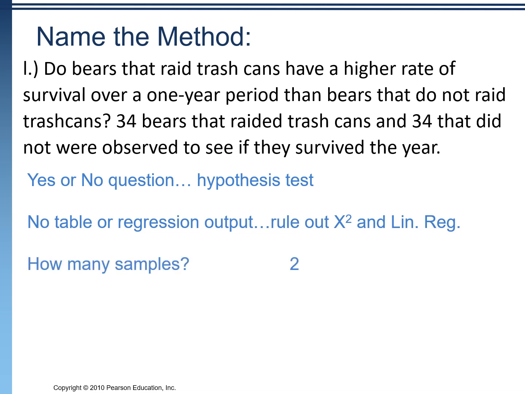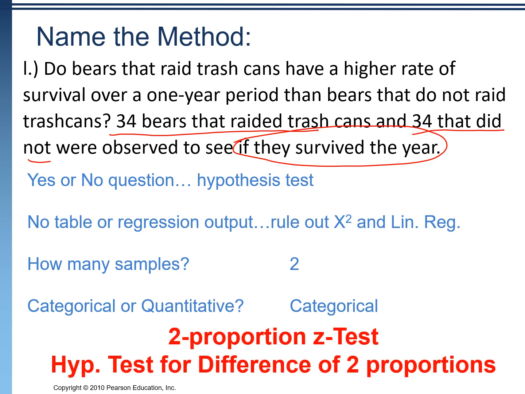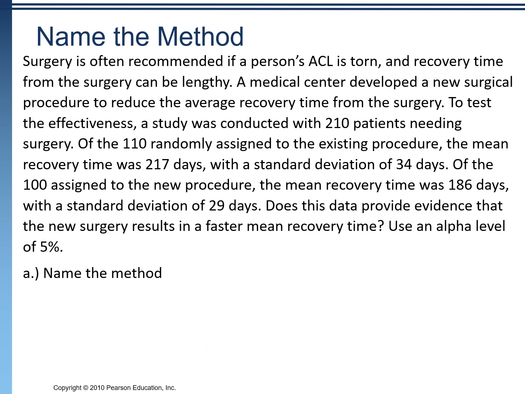We're going to count up the samples, and we see that there's 34 bears that raided trash cans and 34 that did not. And then the underlying question, did they survive the year, yes or no? That's categorical. That makes this a two-proportion z-test, which could also be called a hypothesis test for the difference in two proportions. On to the next question stem.